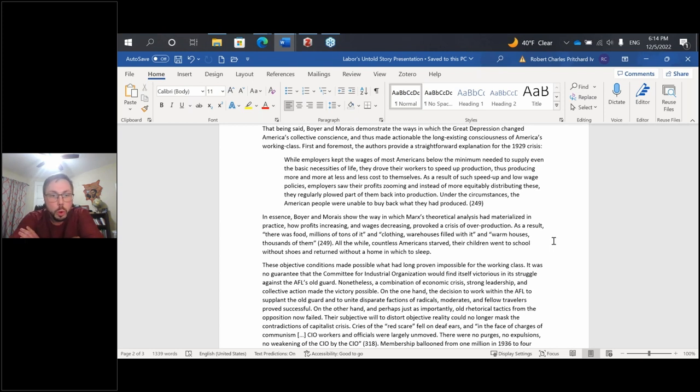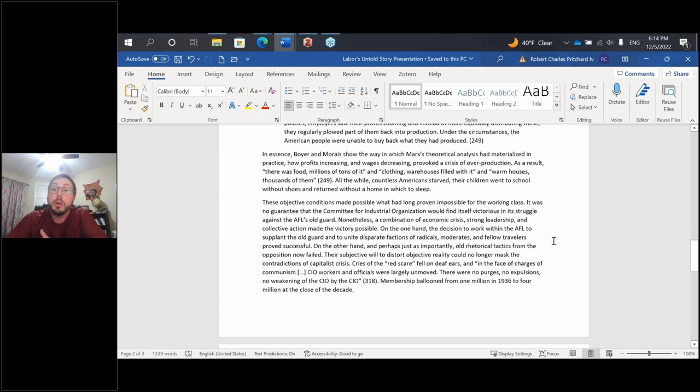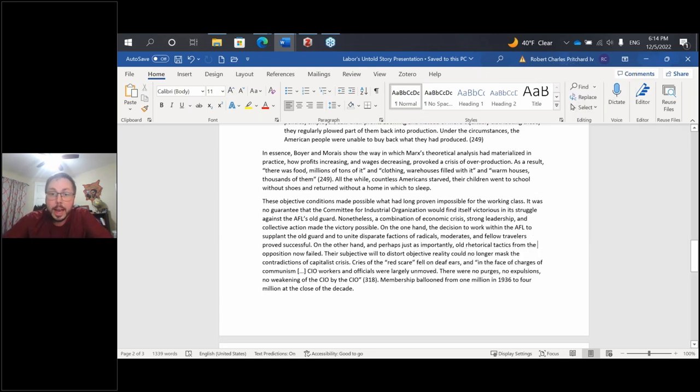As a result, "there was food, millions of tons of it, and clothing, warehouses filled with it, and warm houses, thousands of them. All the while, countless Americans starved. Their children went to school without shoes and returned without a home in which to sleep." These objective conditions made possible what had long proven impossible for the working class.